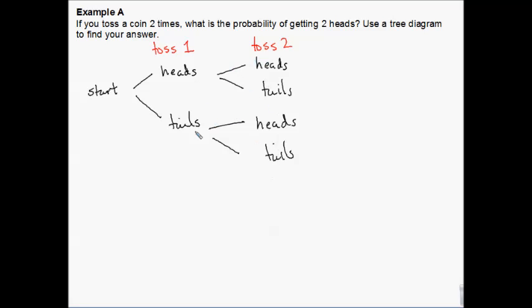Heads and heads, heads then tails, tails then heads, or tails then tails. And I want to know what is the probability of getting 2 heads. 2 heads only occurs once, right? Out of 4 possibilities. So my probability is 1 out of 4.